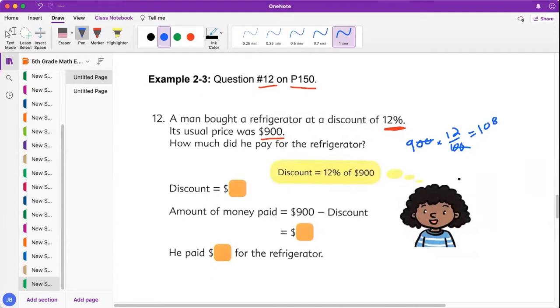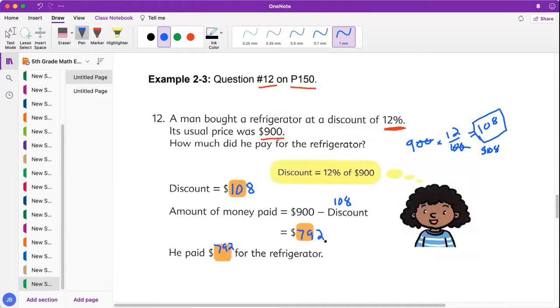Perfect. All right, so Kong, you said that this 12% of 900 is 108. Yes. And so that's dollars, right? 108 dollars. So now what do we do with the 108? 900 minus that discount, which is 108. Perfect. So that's the discount. So we'll put it in here. So now we can do 900 minus our discount. 900 minus 108. So we'll get about 792. So we paid $792 for the refrigerator.